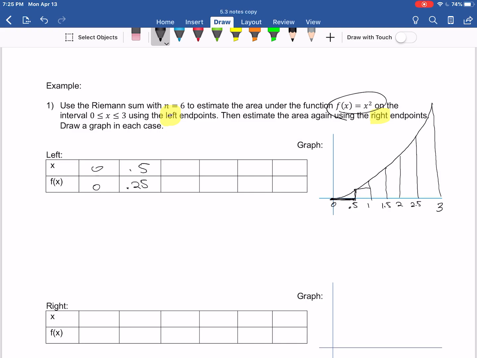And then the next rectangle is going to have a height based on what f of 1 is. And so f of 1 gives you 1. So the height of that next rectangle is 1. And so on and so forth. So I'm looking at all of these heights. The heights are determined by the left endpoint, as was specified in your problem. And I'm plugging each of those left endpoints into my function to figure out the output value, which tells you the height of that rectangle.